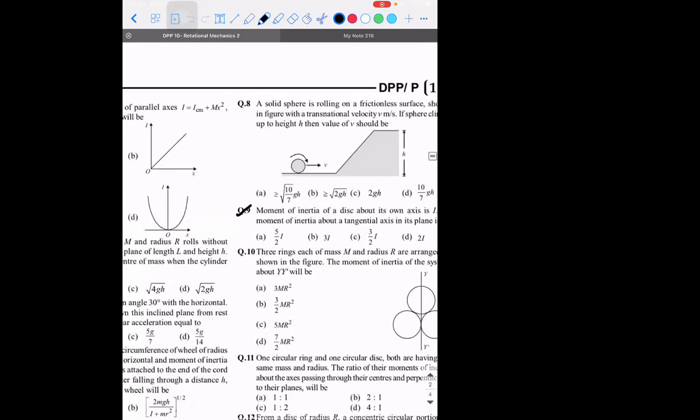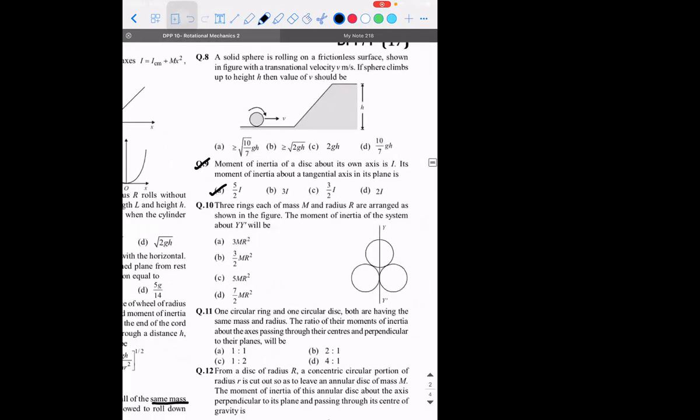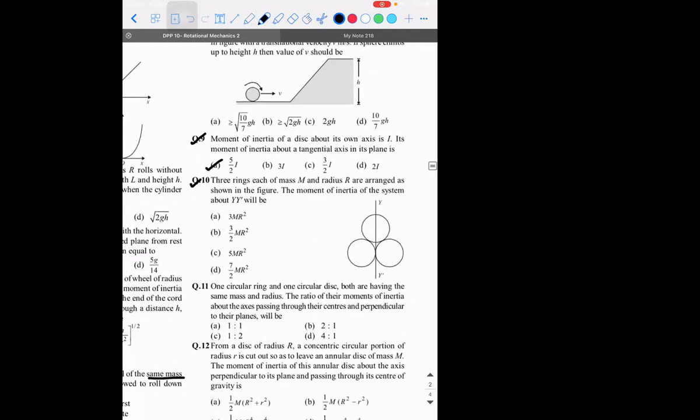So in this chapter, the challenging part is considering the axis of rotation. If you're able to master that, this chapter is easy. That is why many people are scared of this. So it is 5 by 2 I. Is there anyone who's not clear?